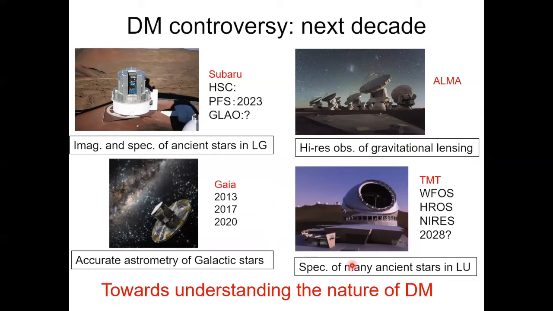And we will also have TMT, probably around 2030, and it provides spectra of many ancient stars, so it's very important. So with these facilities, we hope to understand the nature of dark matter, hopefully within 10 years or something.